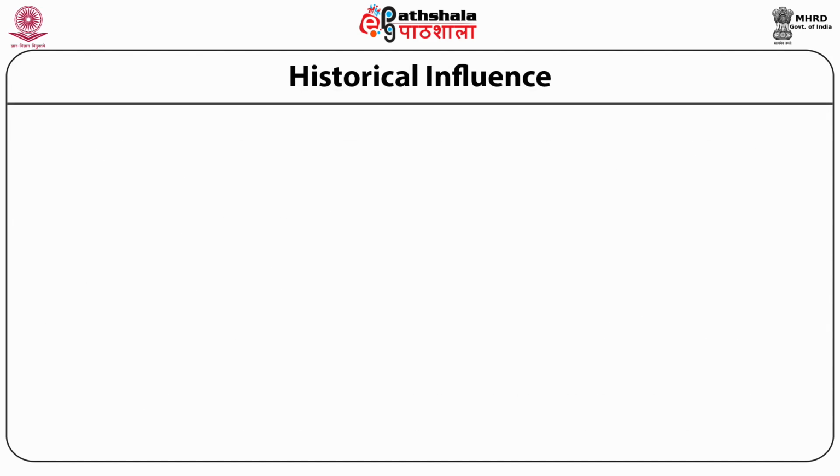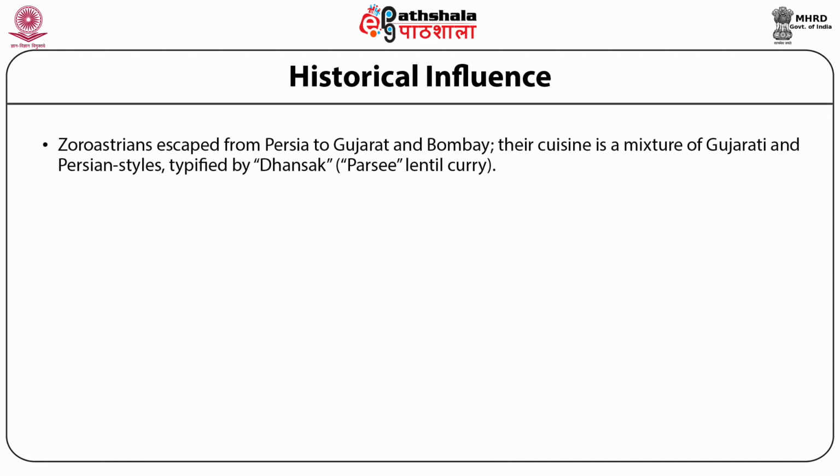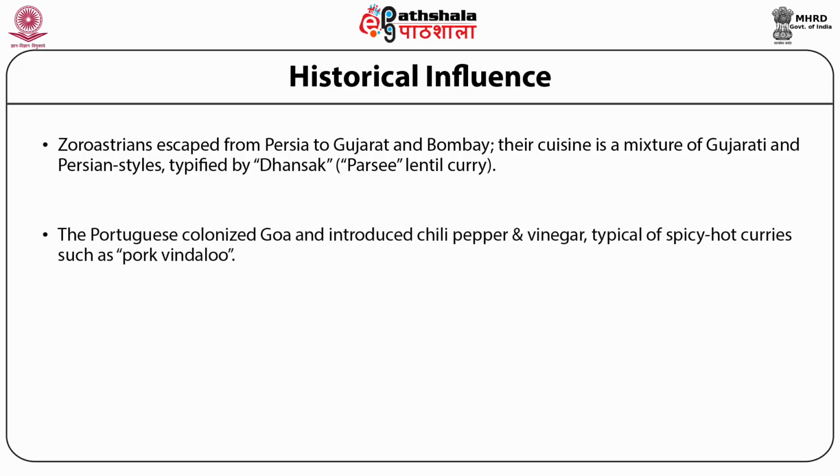Historical influence. Around 850 AD, Zoroastrians escaped from Persia to Gujarat and Bombay. Their cuisine is a mixture of Gujarati and Persian styles, typified by dhansak, a Farsi lentil curry. The Portuguese colonized Goa and converted it into a Christian colony from 1510 to 1961. They introduced chili pepper and vinegar, typical of spicy hot curries such as pork vindaloo.